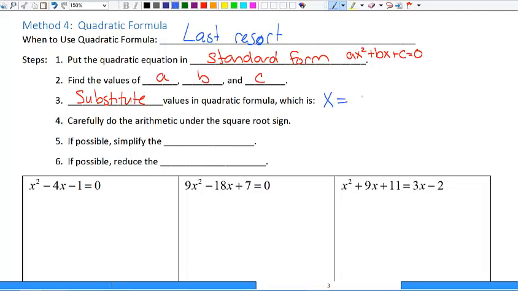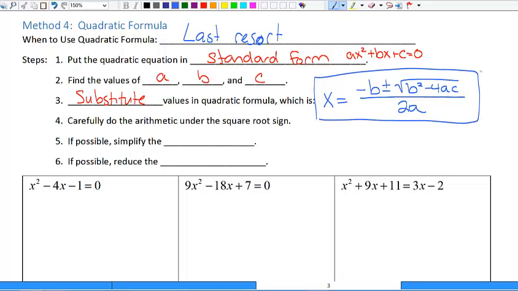X equals negative b plus or minus the square root of b squared minus 4 times a times c all over 2 times a. That is the quadratic formula. You should put boxes around it or stars. Something is very important, okay? In order to do this, you have to have that formula. Step 4 says to carefully do the arithmetic under the square root sign.